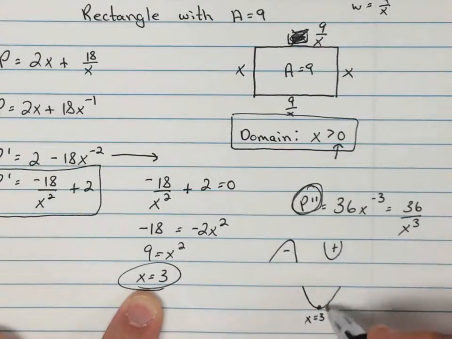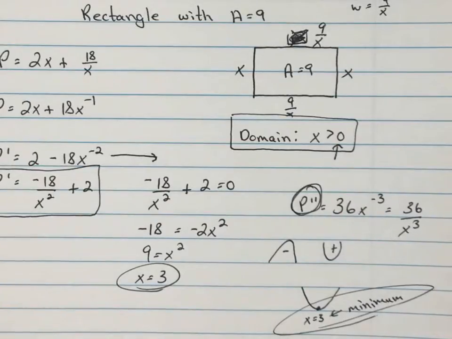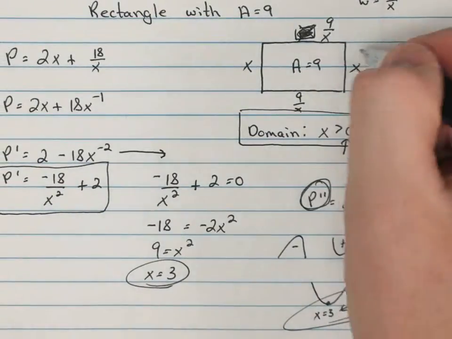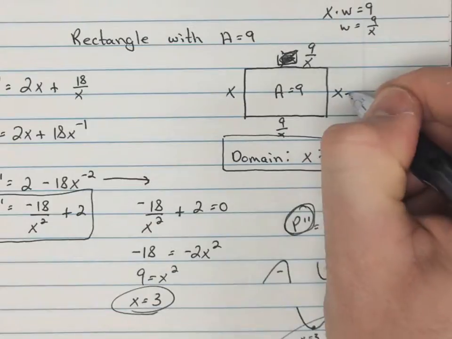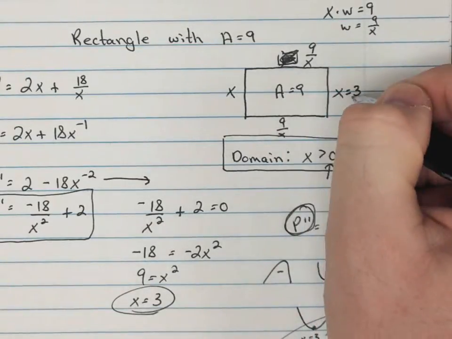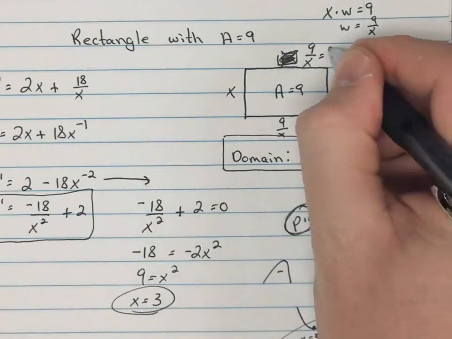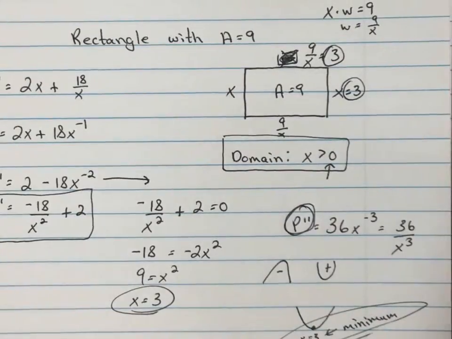And if it's concave up at a critical value, that must mean that you have a minimum at that critical value, which is what we were looking for. So at x equals 3, we go back to our original drawing. I like to do this. When x is 3, you have 3 here, and you have 9 divided by 3, which is also 3 here. You've just minimized the perimeter.